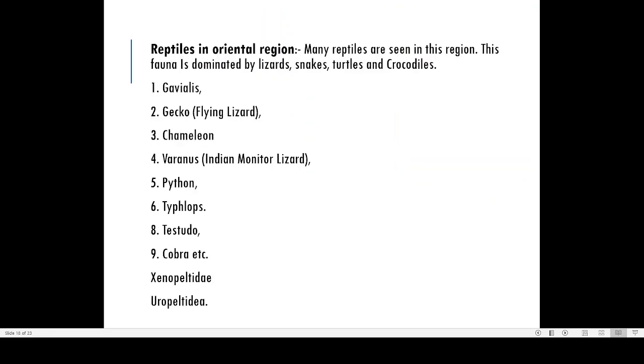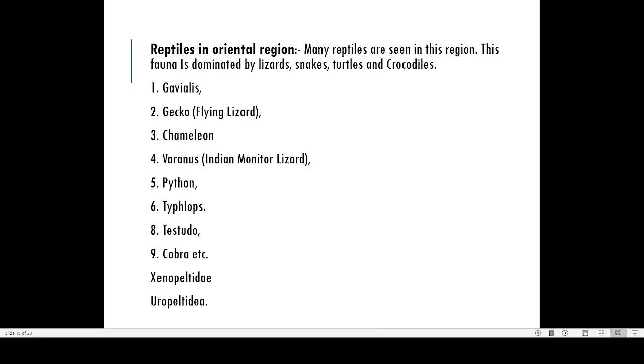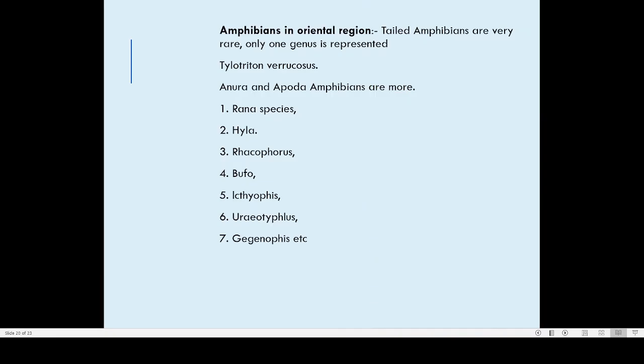The next one is which are the important reptiles present in the Oriental region. We can find a list: gavials, geckos, chameleon, varanus, python, typhlops, testudo, and cobra. Along with that, we have certain snakes like Coelopeltidae and Europeltidae. Here you can find the reptile species. The top one is an Ophiosaurus or glass snake. Then we have an alligator, and the lower one is an amphibian. So these are the different types of animals present in the Oriental region.